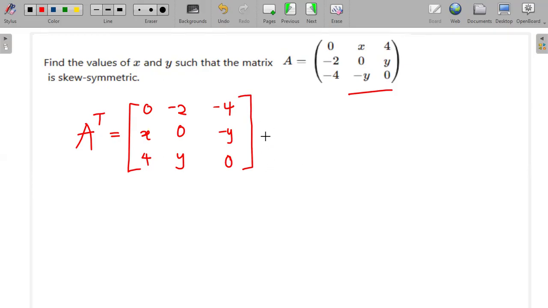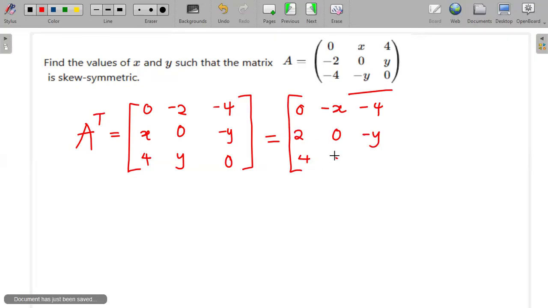And then this should be equal to the what? To the minus of A. So the minus of A is multiplying each of these entries with a negative. So it will be 0 there, minus x, minus 4. This will be plus 2, 0, minus y, positive 4, positive y, 0. So I've just multiplied each of these entries here with a negative number, which is a negative 1. And then from there, how can we find the value of x and y? So these things are equal.